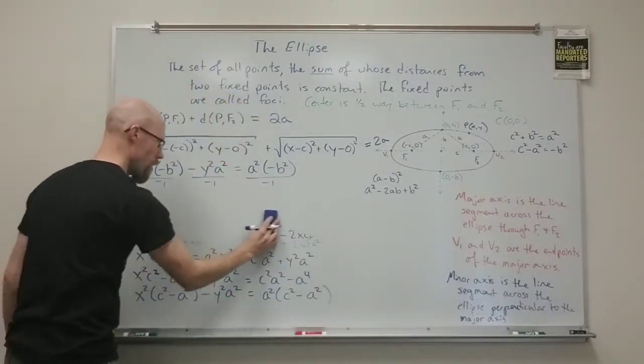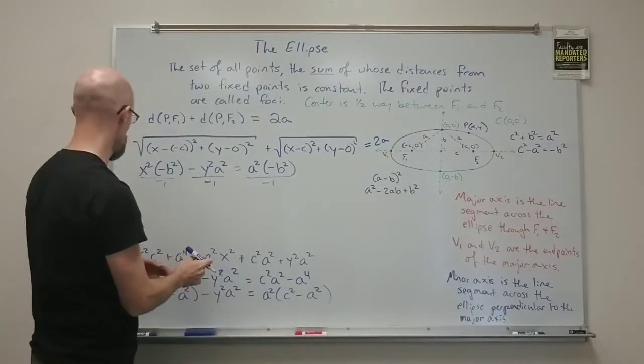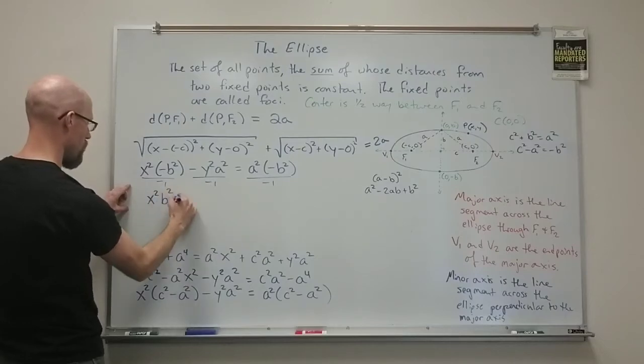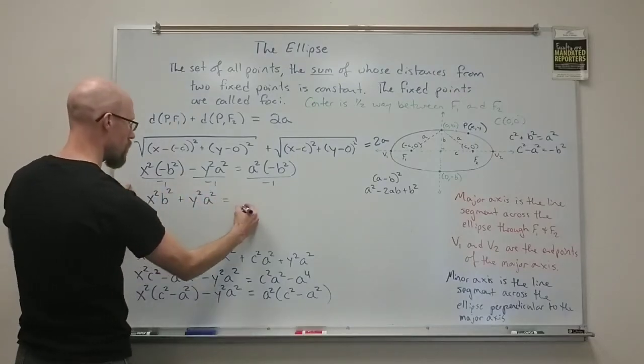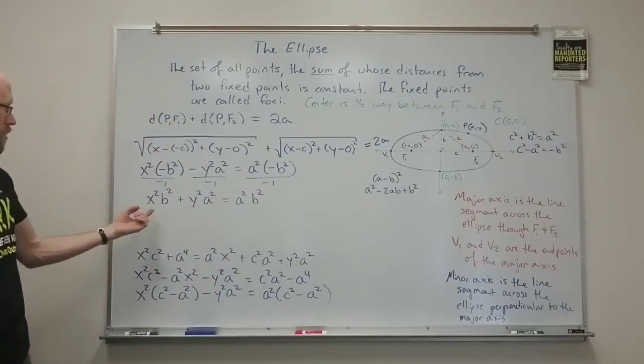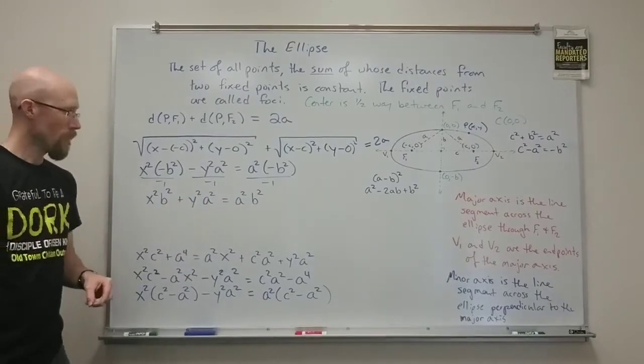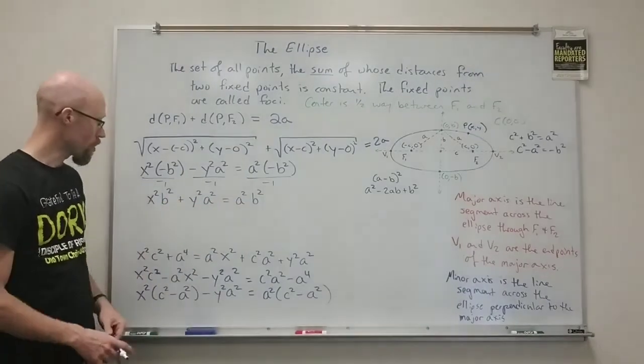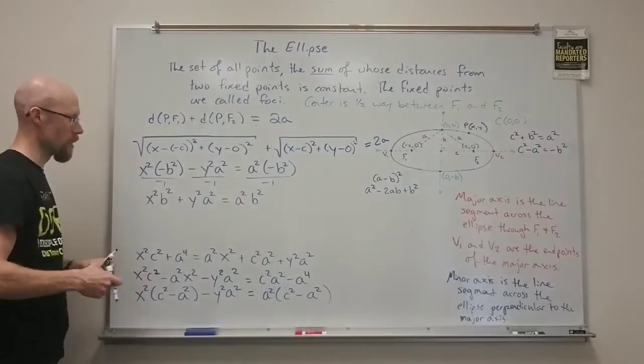When I divide out the negative 1, I get x squared b squared plus y squared a squared equals a squared b squared. Notice that the a squared b squared shows up quite often. It's very convenient at this point to divide both sides of the equation by the a squared b squared. It eliminates a bunch of these factors.